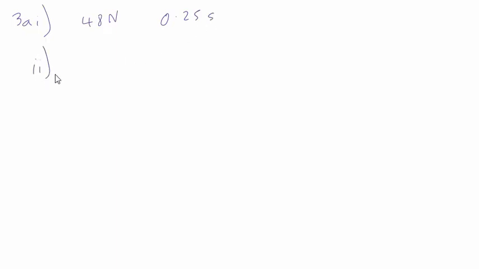For part 2, we're asked to explain how we'd use the graph to find the impulse is 6.5 newton seconds. Well, impulse is force times time, and this is the area under the graph. We could find that by counting squares.